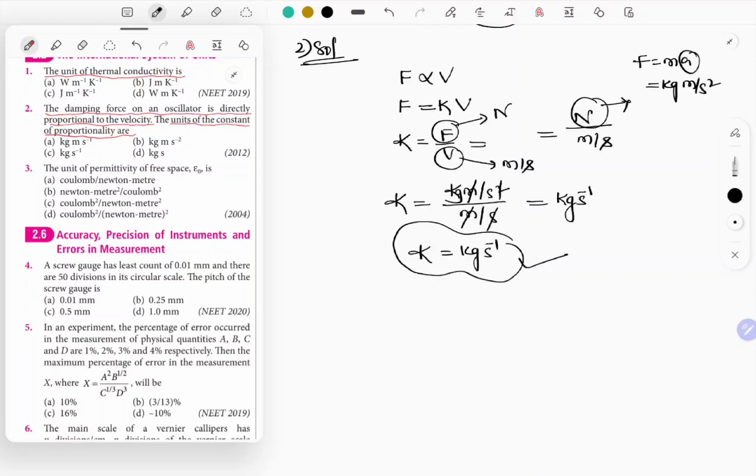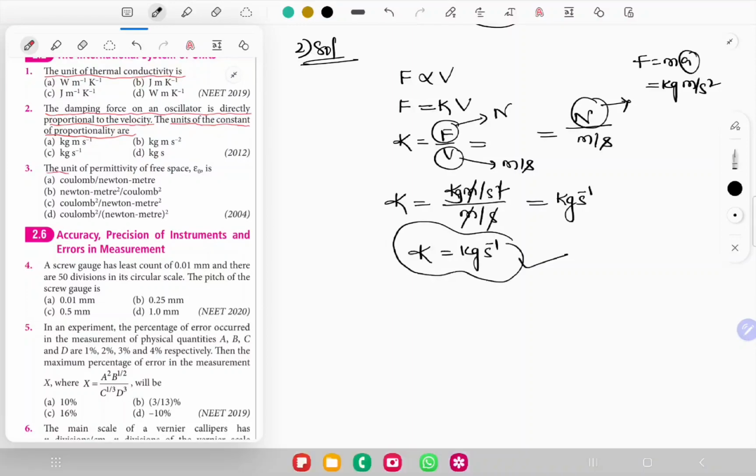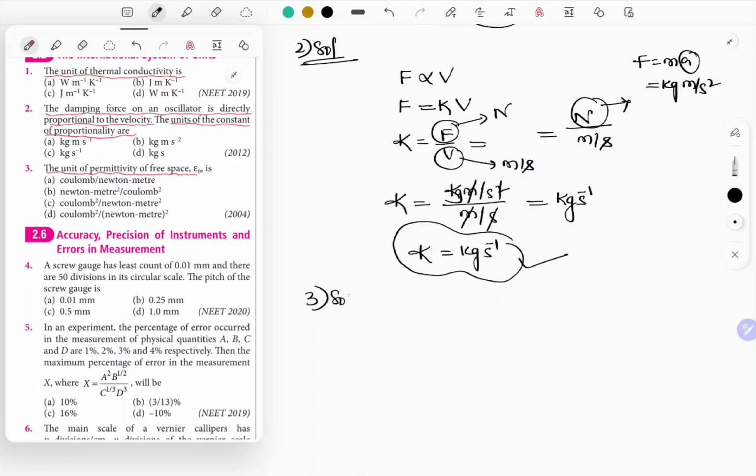Let's move on to the third question. In the third question, they are asking the unit of permittivity of free space, that is epsilon naught. In which chapter does this terminology, permittivity of free space, come? In electric charges and fields, we are going to come across the terminology permittivity. Okay, so what's the formula?